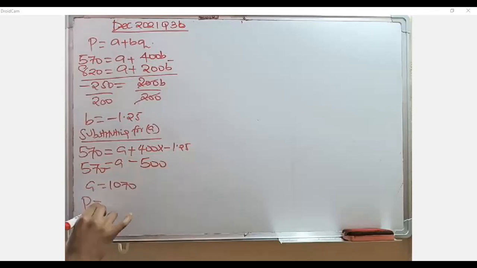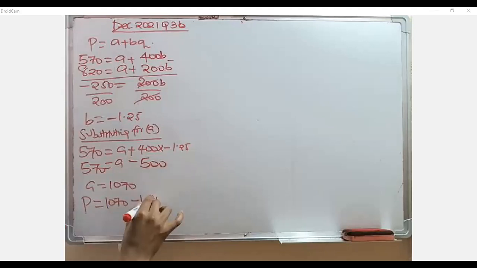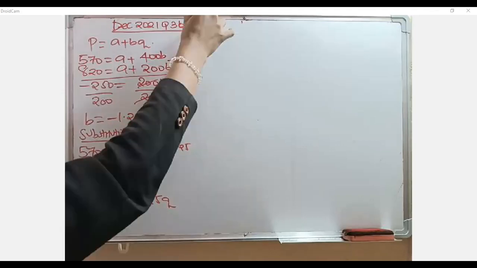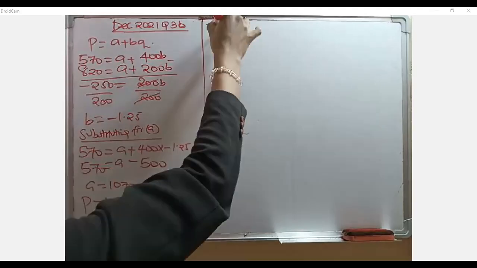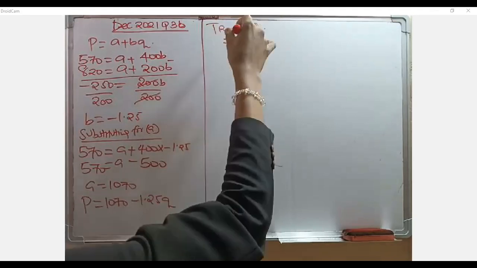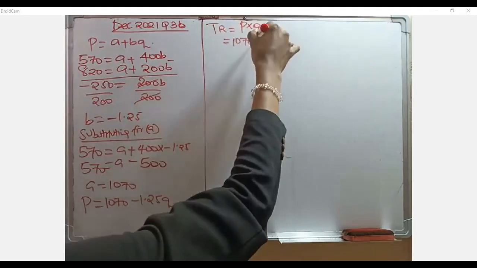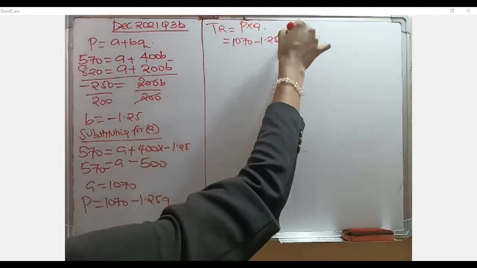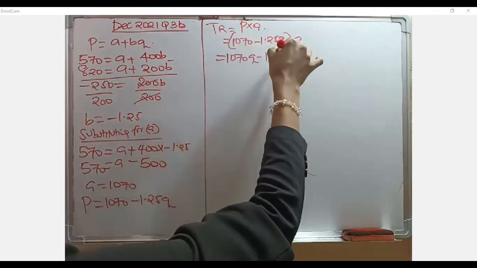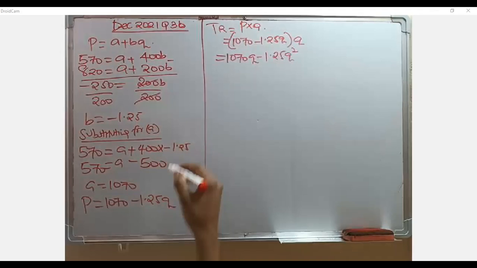Our price function, we said, is 1070 minus 1.25Q. The quantity used in the exam is Q, so it should be Q as per my method. Now, you really need to understand that to get the total revenue function, you need to take price times quantity. Your price equation is 1070 minus 1.25Q, so here it will be 1070Q minus 1.25Q squared. That is the total revenue function.